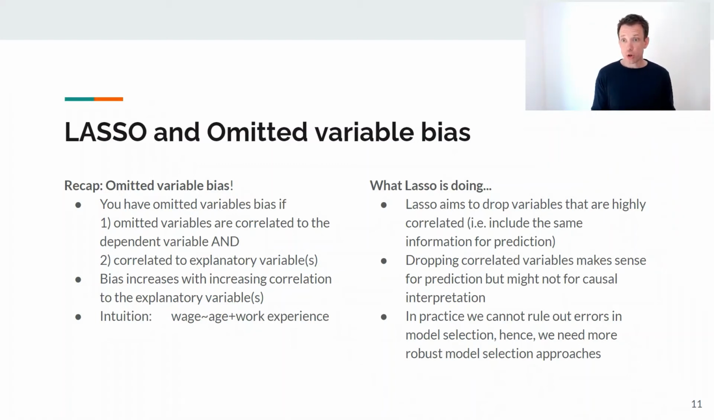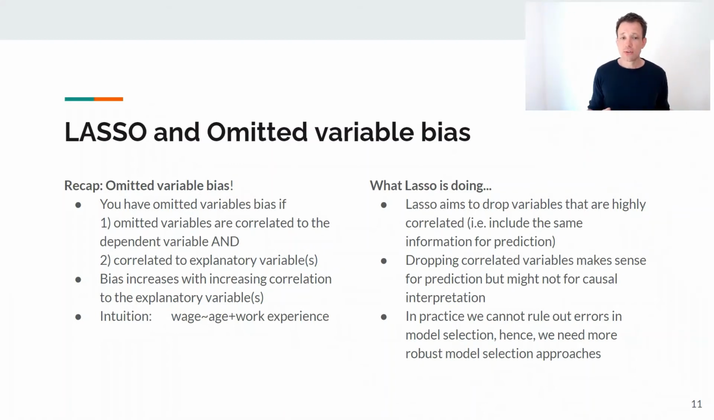Okay, so that's important. That means that variables that do not cause an omitted variable bias can be omitted from the specification. But what you need to watch out for are those variables that do create an omitted variable bias. So that's the first thing. The second thing is that the bias increases with increasing correlation to the explanatory variable. So the higher the correlation gets, the higher the bias will be.